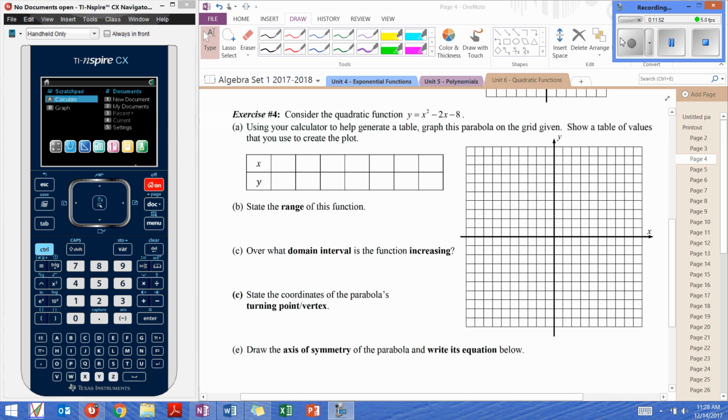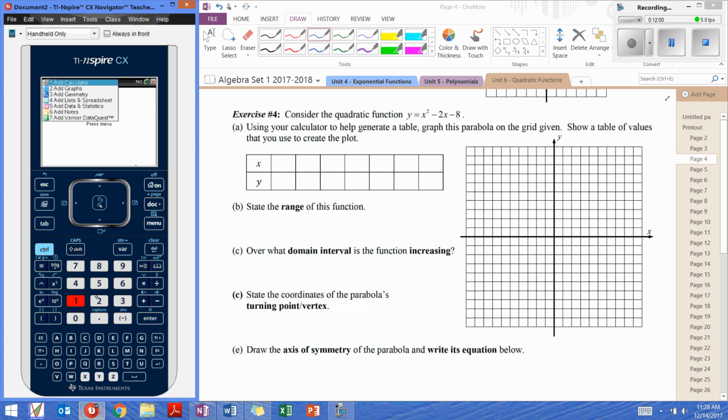Okay, so exercise 4, we need our calculator. It says, specifically, use your calculator to help generate a table of values. Sweet. So let's do a new document, add a graph, and I am going to graph x squared minus 2x minus 8, and Control T to see my table of values.